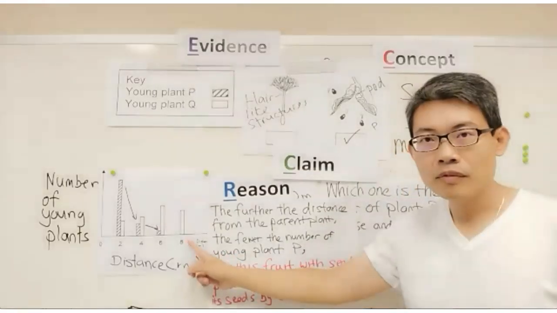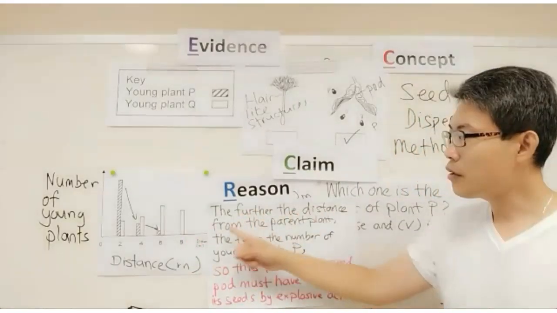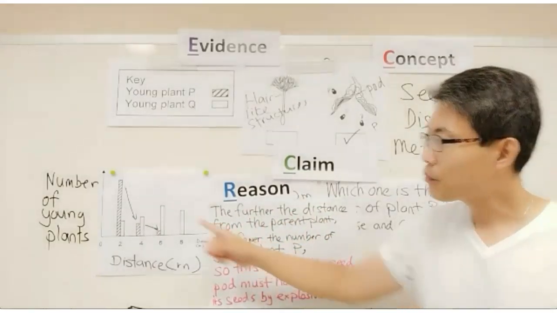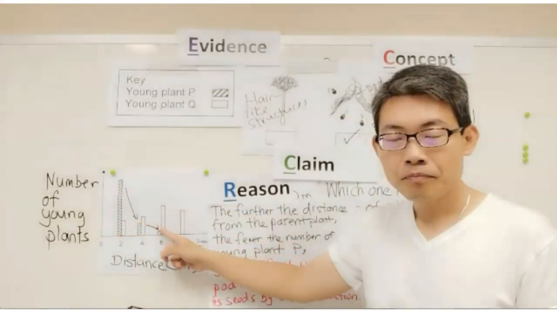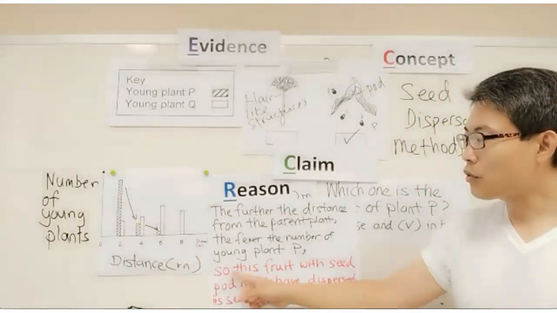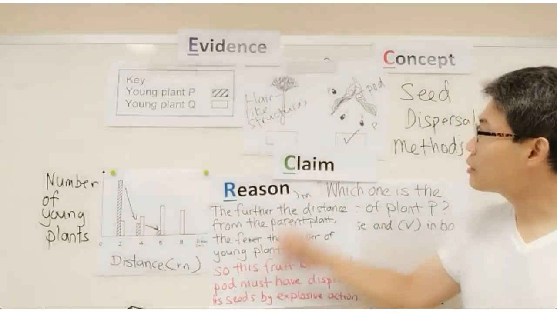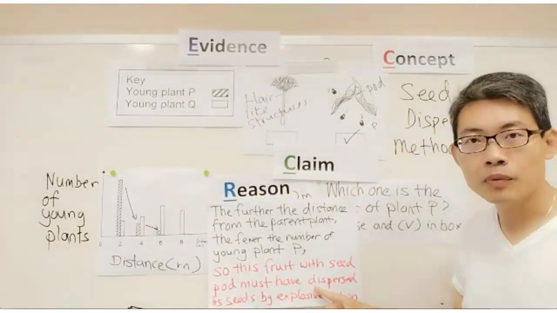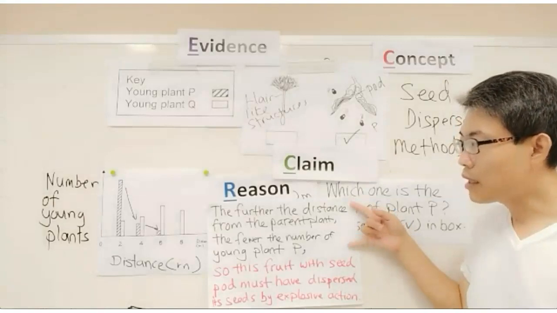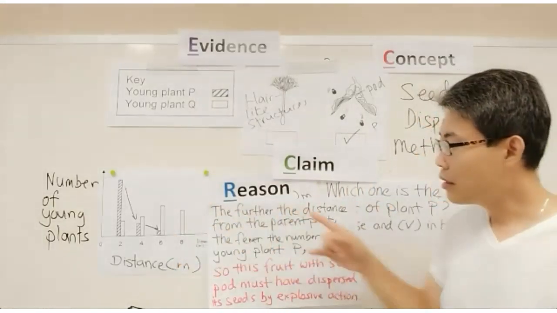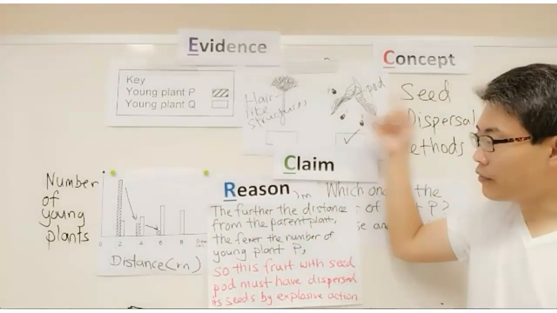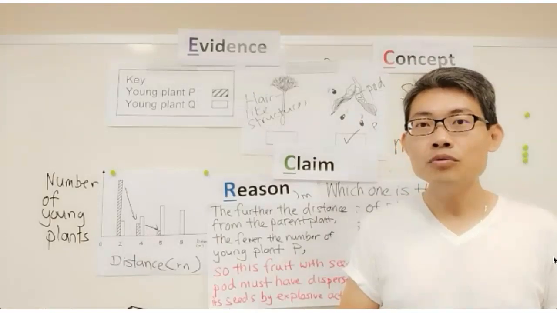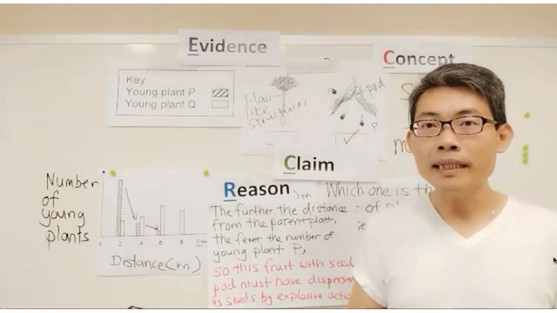Firstly, from this piece of evidence, the further the distance from the parent plant, the fewer the number of young plant P. Right, that's what we could see here. So what does that tell us? It tells us this fruit with seed pod must have dispersed its seeds by explosive action. 1 mark for bringing in this evidence, 1 mark for bringing in this piece of evidence to support our reasoning. Now, you have seen how to use CECR to answer an open-ended science question.